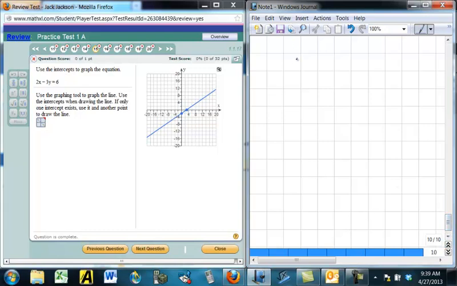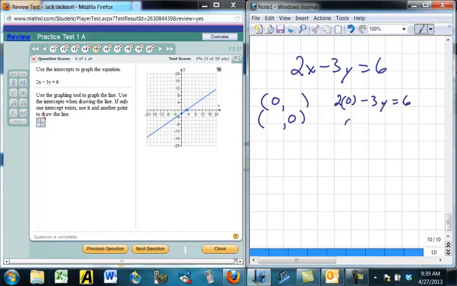So to find the intercepts, you have to find when x is 0 and then when y is 0 and find those ordered pairs. So when x is 0, you just plug in 0 in place of x and solve the resulting equation for y. We're going to divide by -3 here and get -2. So 0, -2, and that's right here, 0, -2.